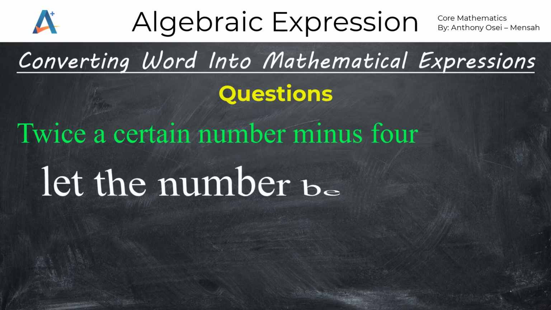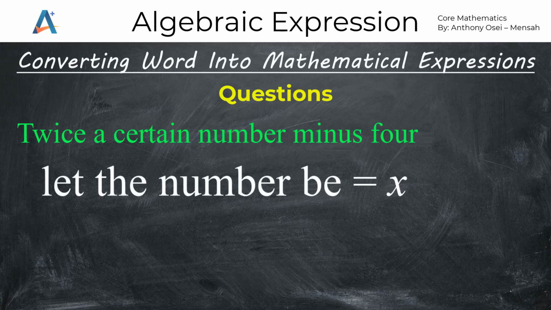So let the number be equal to x. So x represents the number. Don't forget, in mathematics, any number you don't have the value or you don't know the value becomes a variable. So you can represent the variable with an alphabet or any symbol. Good. So my number is x.